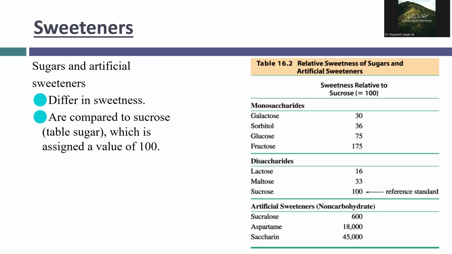So now let's discuss sugars and artificial sweeteners. Different sugars vary in sweetness. Sucrose is taken as the reference standard with the value of 100. Fructose is sweeter than sucrose, while lactose is much less sweet. Understanding these differences is important when advising patients on diet, especially in diabetic and metabolic disorders.